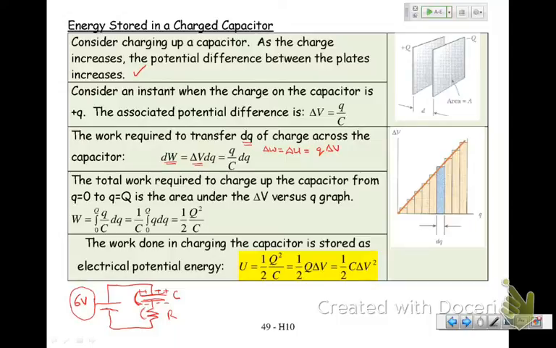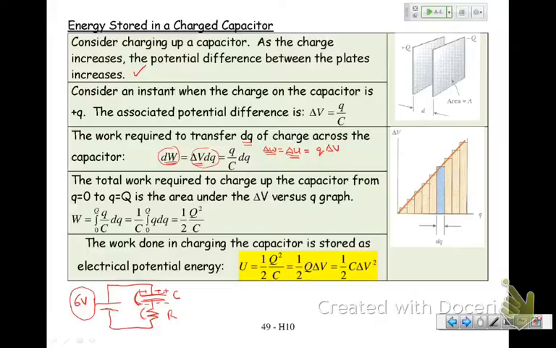That's from the work-energy theorem, yeah? The amount of work is equal to the amount of energy. So delta W is equal to delta U, which equals Q delta V. So delta W, or dW, is equal to delta V times dQ. And delta V, we said, was Q over C, so we have Q over C dQ.